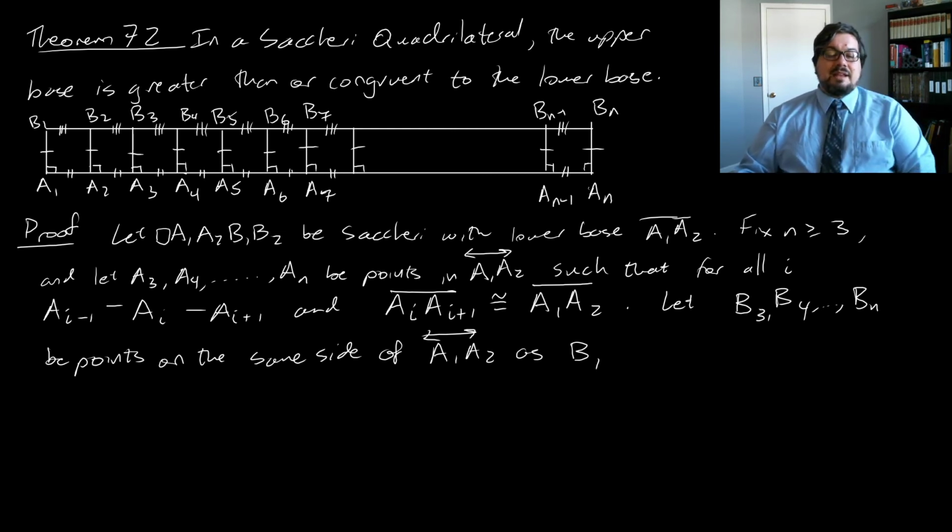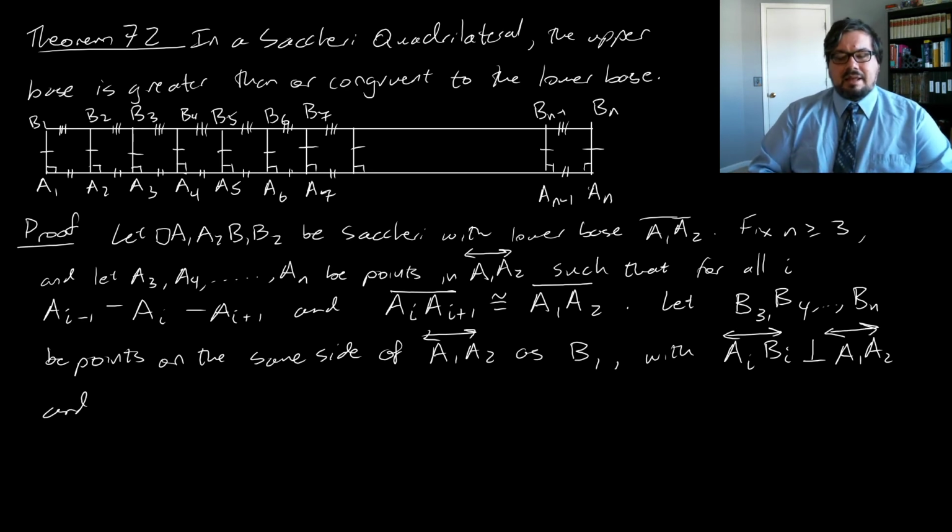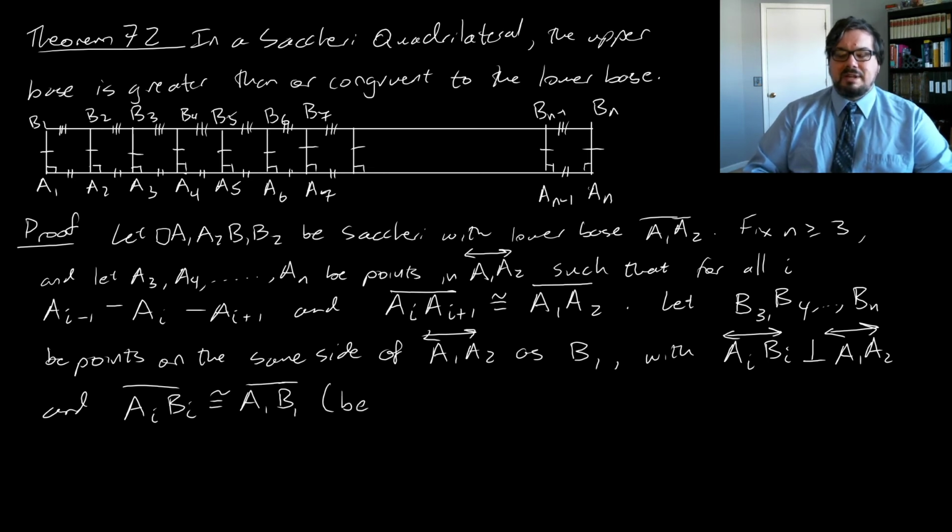B3, B4 up to Bn be points on the same side of the line as B1, and with the line Ai, Bi being perpendicular to the line A1, A2, and the segment Ai, Bi being congruent to the segment A1, B1. We can do all of this by the angle segment construction theorem.